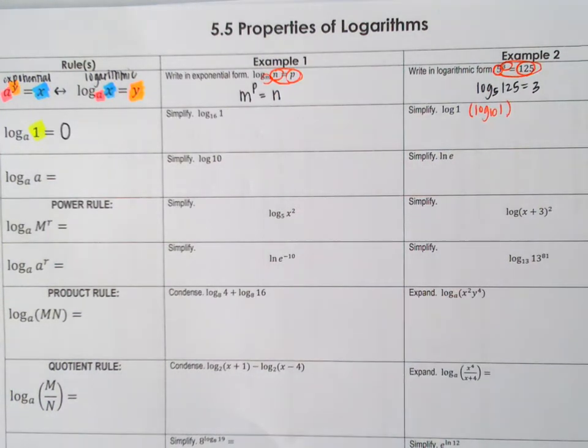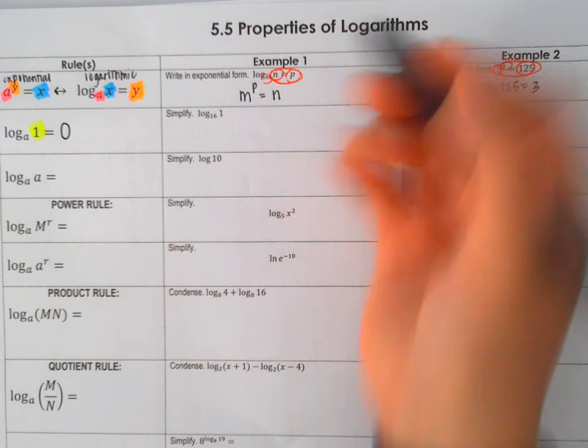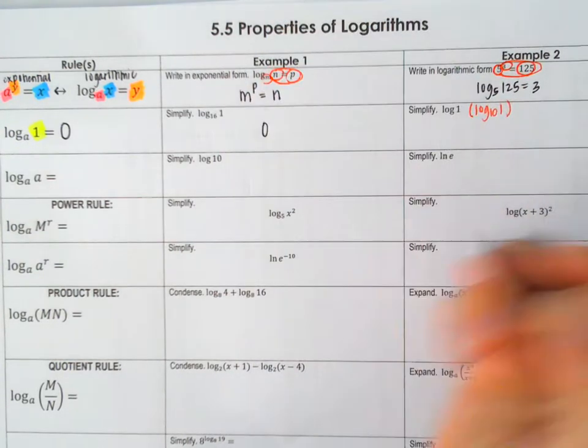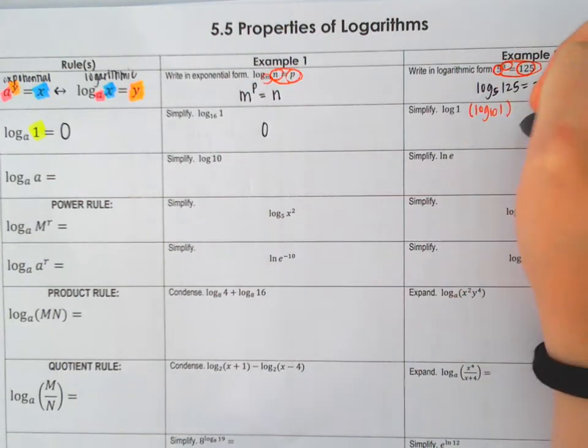Okay, these should have been very easy. They have an argument of 1, so it's equal to 0. It has an argument of 1, it's equal to 0.